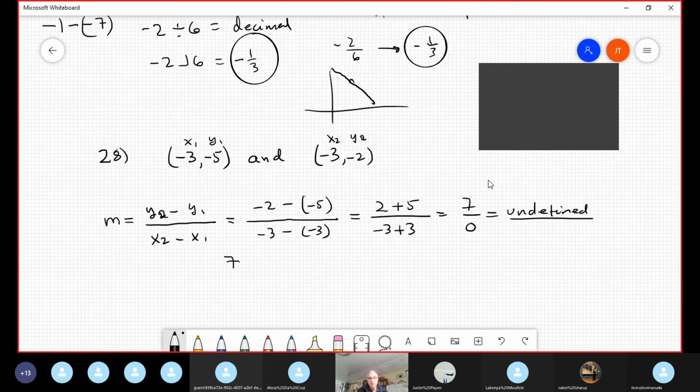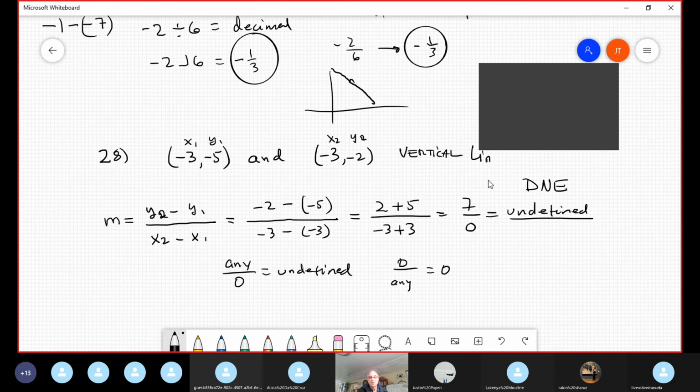Any number divided by 0 is undefined. It's an error. It's totally illegal. It's impossible to divide by 0. However, 0 divided by any number, yes, it's 0. But when this situation happens, that means these points are connected by a vertical line, because the slope of a vertical line does not exist. It's undefined. Does not exist. It's a synonym. This and this are the same idea.